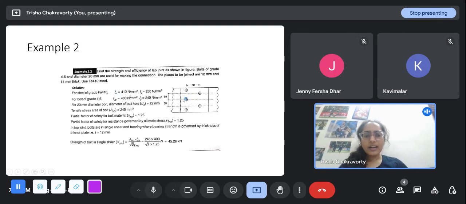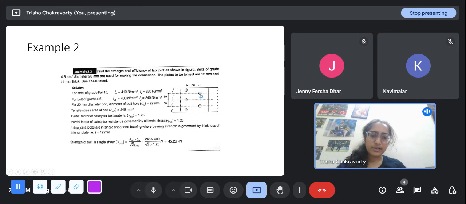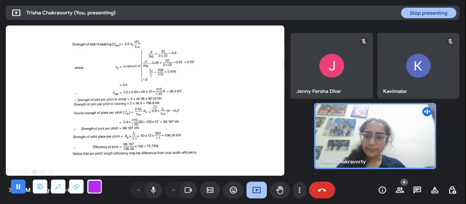see, this is the arrangement. There are 1, 2, 3, 4, 5 bolts here. Strength of joint per pitch in shear is 2 into 40. The strength of joint per pitch in bearing is this.